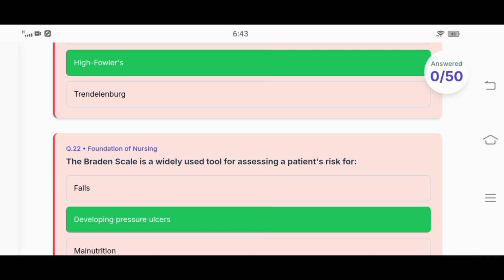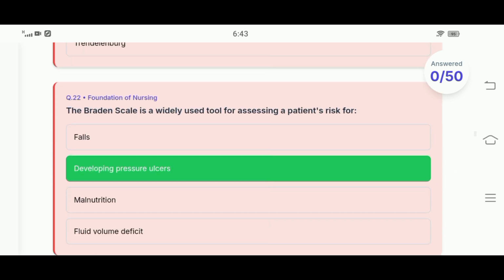Next, 22, Foundation of Nursing. The Braden scale is a widely used tool for assessing a patient's risk for. Options are A. Falls, B. Developing pressure ulcer, C. Malnutrition, D. Fluid volume deficit. So the correct answer is B. Developing pressure ulcer.